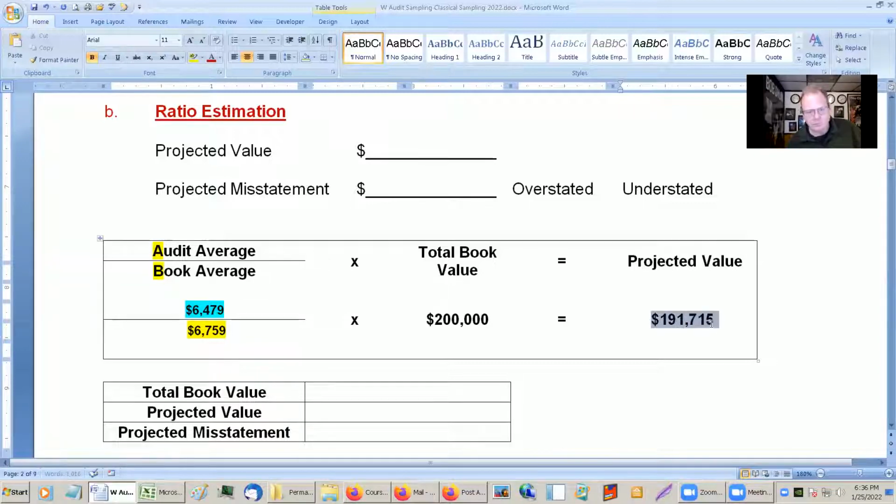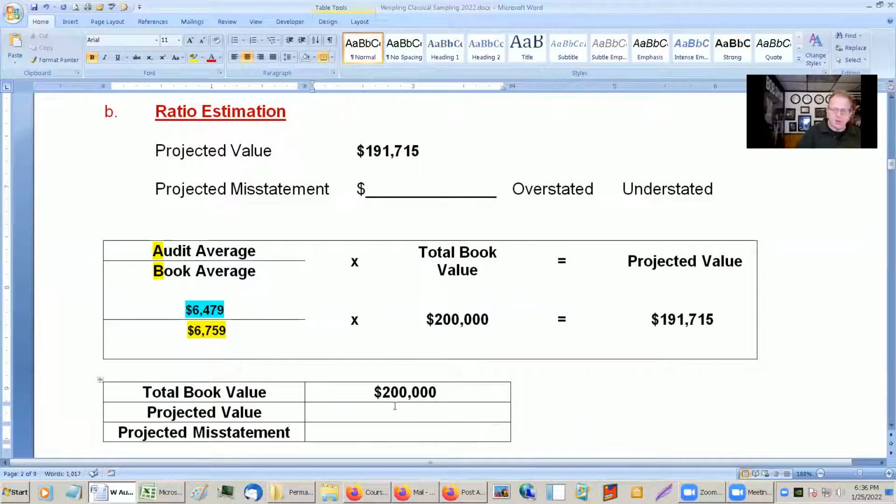Is that what you got? Yes. Okay. So that is our projected value, and a projected misstatement will be whatever the difference is between those. $82.85. Okay, so here is the projected misstatement.